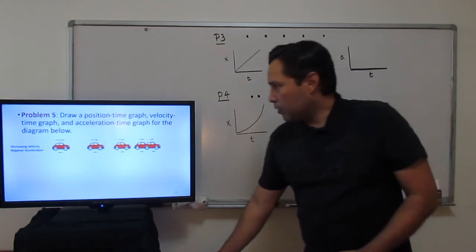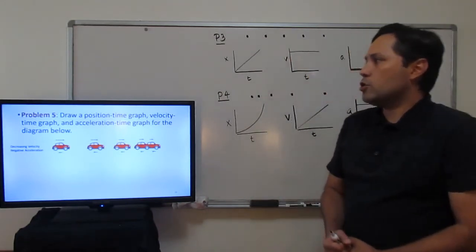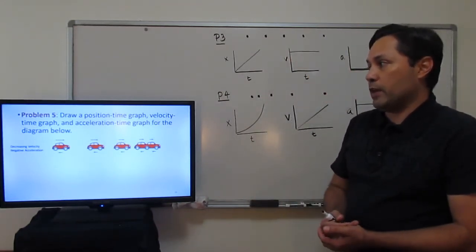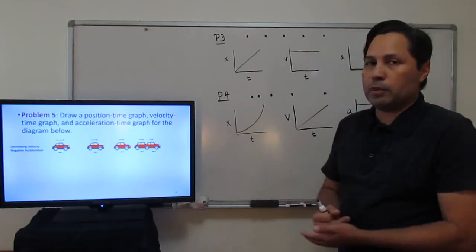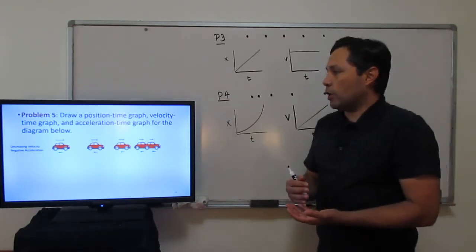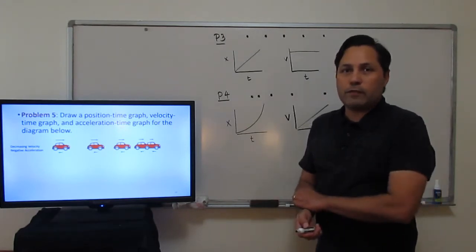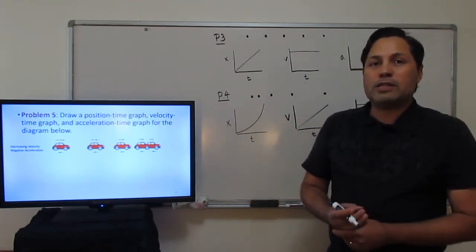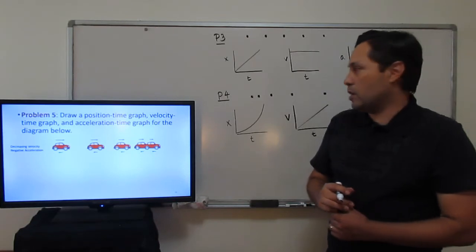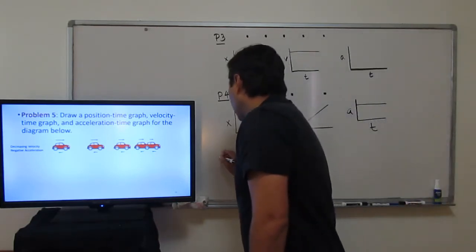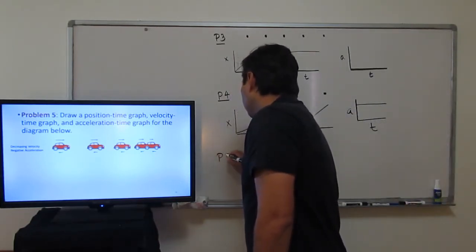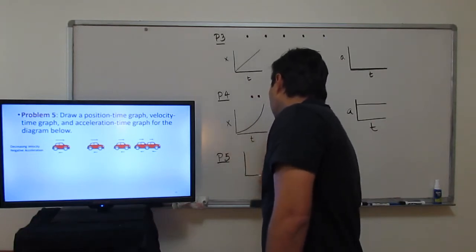In problem number 5, they ask you to draw a position time graph, velocity time graph, and acceleration time graph for the diagram below. In this case, our vehicle is slowing down. It is decelerating, but again, we don't say that in physics. Instead of decelerating, you say it has negative acceleration. All right, so I'm going to go ahead and put problem 5 here.